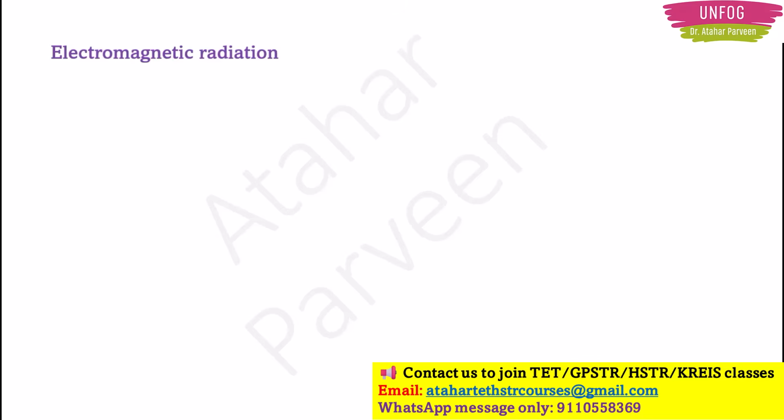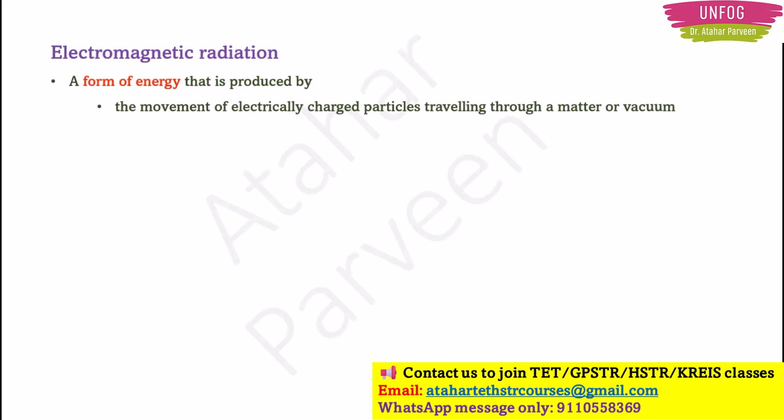Now it will become easy for us to understand electromagnetic radiation: what electromagnetic radiations are, how they are created, what their uses are, what their speciality is, what their properties are and all that. So electromagnetic radiations, as I told you earlier, are a form of energy. And how are they produced? These radiations can be produced in two ways. One way is by the movement of electrically charged particles which are traveling through matter or vacuum. The second way is just by oscillation of magnetic and electric disturbances, you can get electromagnetic radiation.